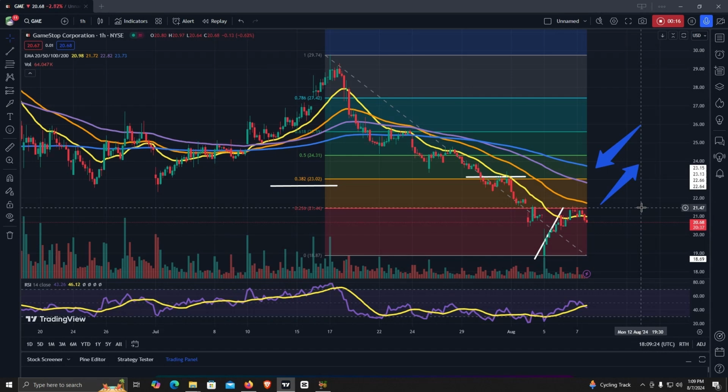In my view, if we do not see a clear break above this level, it's going to become incredibly unlikely that we do see a retest of this $30 mark anytime soon. This could then lead to further price declines that do result in lower lows for the stock. However, if this does not happen, if we do see a break here to the top side, then this $30 level becomes much more attainable going forward. So here's the current market analysis for GameStop Corporation, stock ticker GME.